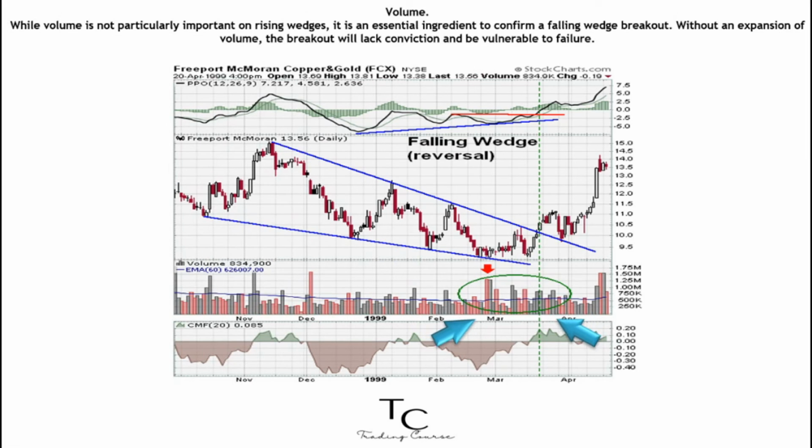Volume. While volume is not particularly important on rising wedges, it is an essential ingredient to confirm a falling wedge breakout. Without an expansion of volume, the breakout will lack conviction and be vulnerable to failure.